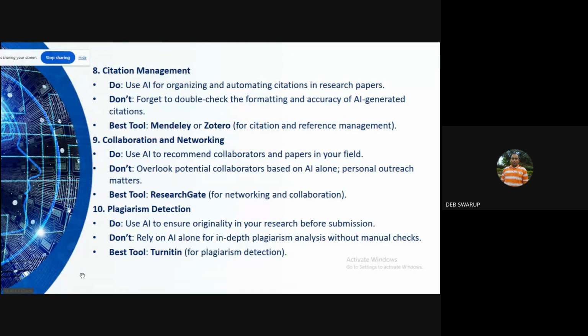Then collaborations and networking. For a research paper, if you want to reach out to someone or to others for use of AI or recommended collaborators, ResearchGate is one such good platform for networking amongst researchers. People share their papers there also. You can download them, you can contact them. Now for plagiarism detection, we use Turnitin.